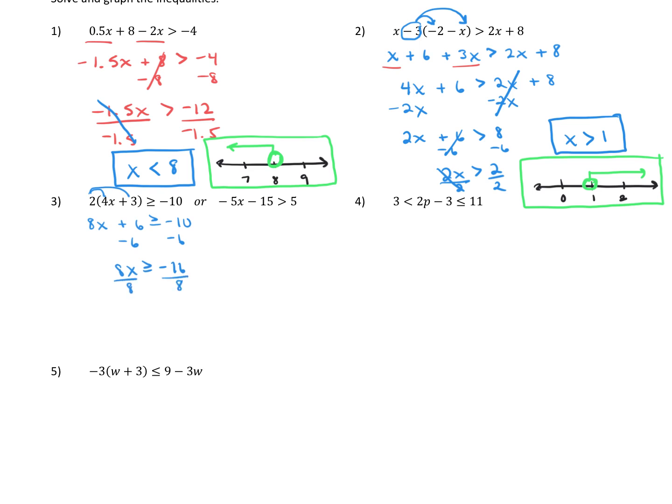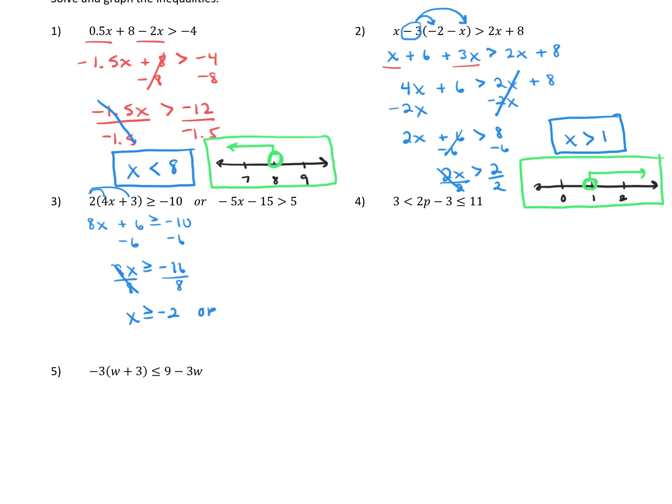Now, I said in the last couple problems that sometimes you're going to flip your inequality. Do you see how this is a negative 16? The numerator, it doesn't matter if this number is positive or negative. It's what we're dividing by. So this number in the denominator that you're dividing by, if this is negative, your inequality will flip. If this is positive, then it's just going to stay exactly as it is. So we are not dividing by a negative. So x will stay as a greater than or equal to. Negative 16 divided by 8 is negative 2.